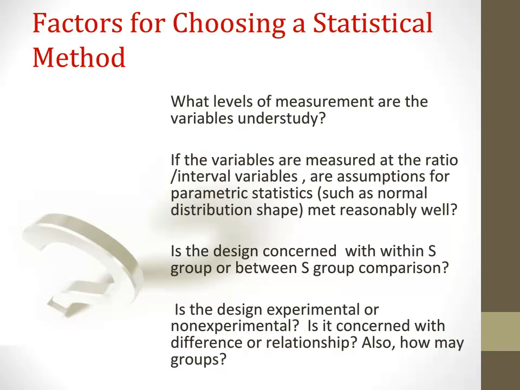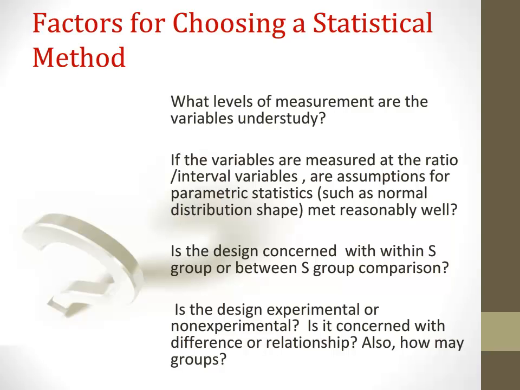Now we consider research design. Research design can be very helpful in guiding us to a specific statistical approach. The first question that we want to consider in terms of research design is, is the design concerned with within-group or between-group comparisons? If it's a within-group comparison, then we're going to do a within-group analysis. If it's between-group, we're going to do between-group. And the final question about design that's going to lead us to a more specific analysis is, is the design experimental or non-experimental in nature?